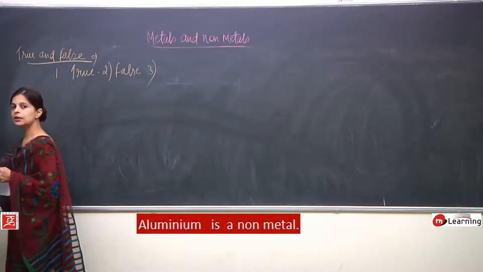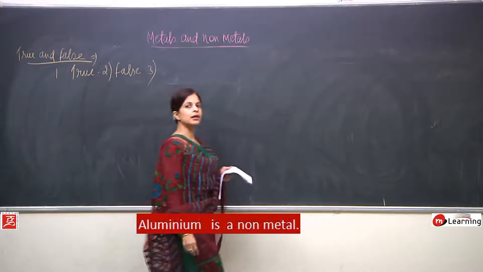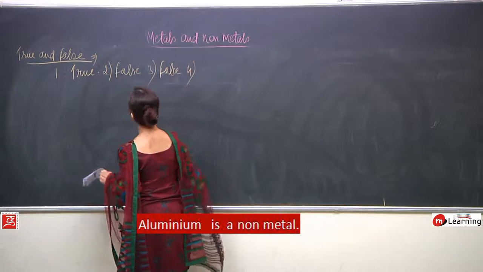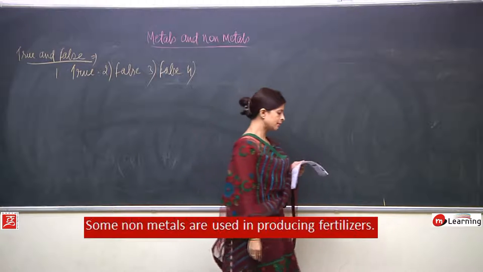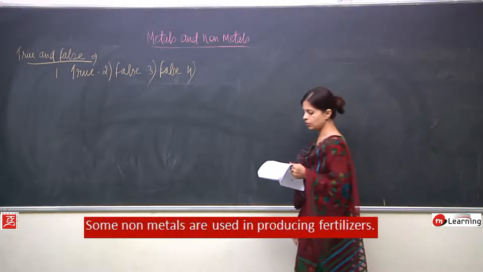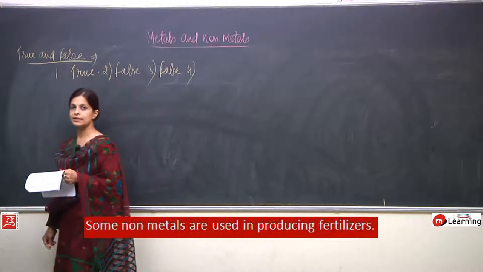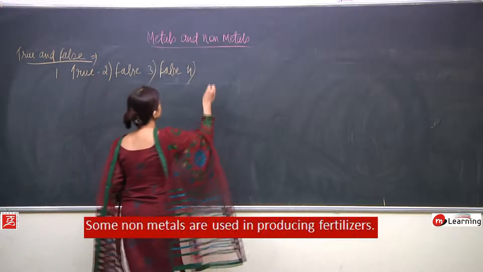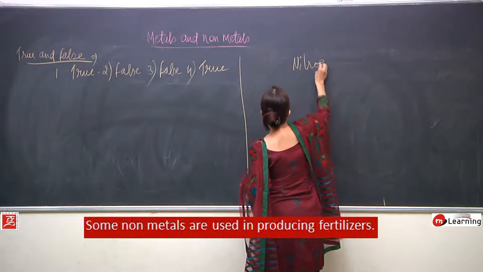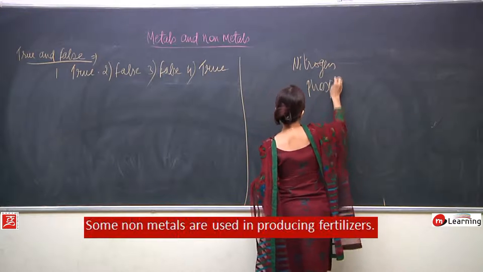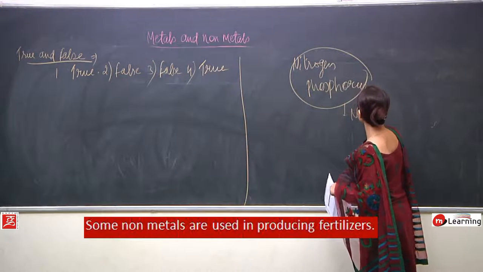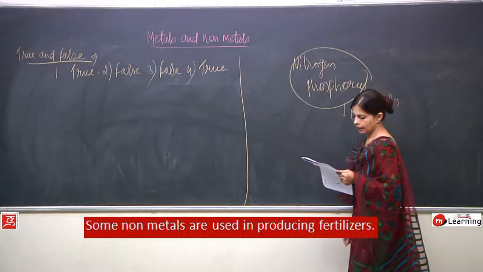Coming to the third one, aluminium is a non-metal. Okay, aluminium is a non-metal. They are creating jokes here. This one is also false. Come to the next one. Some non-metals are used in producing fertilizers. I'll repeat the question. Some non-metals are used in producing fertilizers. Yeah, this is of course true. It is correct, because we have read that nitrogen and phosphorus are used in making fertilizers, and these are non-metals.